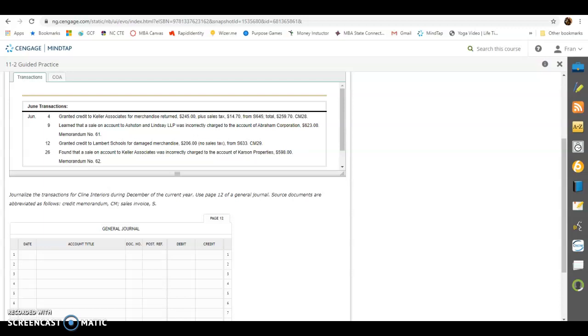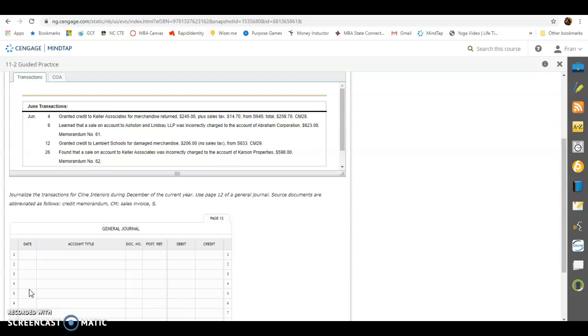Okay, guys, here we are on Work Together 11-2, and we're going to be looking at some more returns for merchandise returned transactions that are going to go in the general journal. So the first thing we're coming to is granted credit to Keller Associates for merchandise returned.